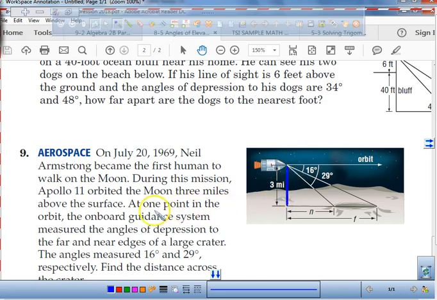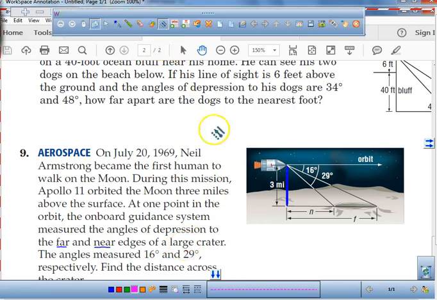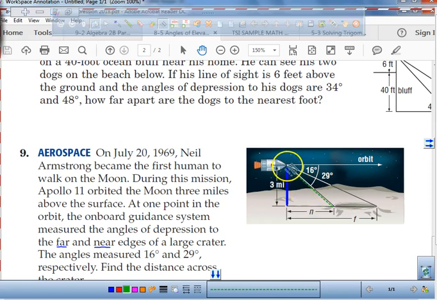Now, at one point in orbit, the onboard guidance system measured the angles of depression to the far and the near edges of a large crater. So right here, I want you to pay really close attention to from here to right here. Now, this angle is dealing with what? The near part of the crater. And this angle over here is dealing with the far side of the crater.